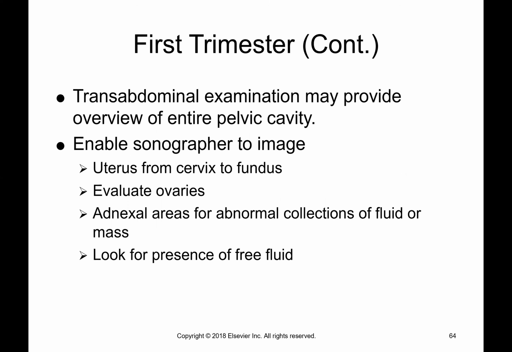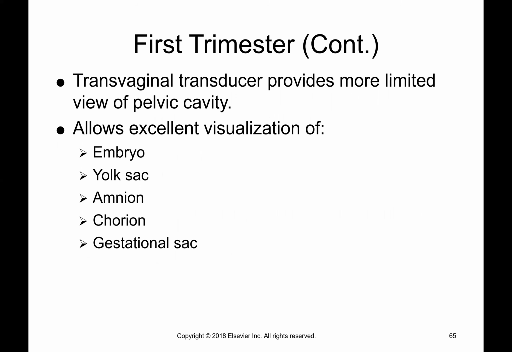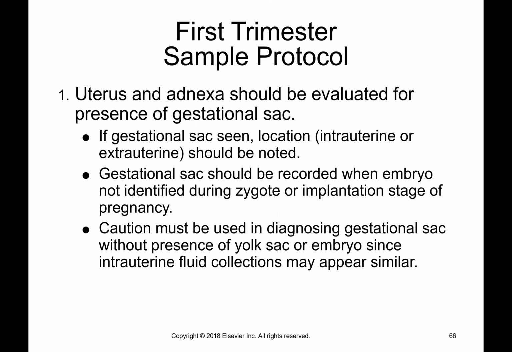Transabdominal examination may provide an overview of the entire pelvic cavity, enable the sonographer to visualize the uterus from cervix to fundus, evaluate the ovaries and adnexal areas, and look for the presence of free fluid. The transvaginal transducer provides a more limited view of the pelvis, but excellent visualization of the embryo, yolk sac, amnion, chorion, and gestational sac. So for everything we want to see in the first trimester, I feel like transvaginal is better, especially earlier on, so I would say from 5 to 7 weeks. Before 5 weeks, you're really not going to see anything transvaginally or transabdominally.